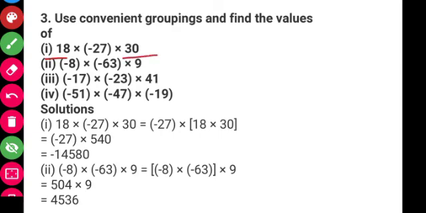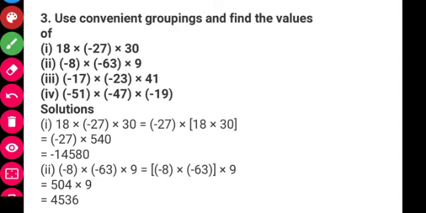So यहाँ ग्रुपिंग करना है, तो ग्रुपिंग हम लोग क्या करेंगे, सेम साइन वालों को एक साथ ग्रुप बना लेंगे. ओके, फर्स्ट उनका मल्टीप्लाई करेंगे, देन थर्ड वन का मल्टीप्लाई करते हैं. ओके, in third part you can make group of minus 17 and minus 23. ओके, and in fourth one you can make group first two and then this. So similarly you can do.